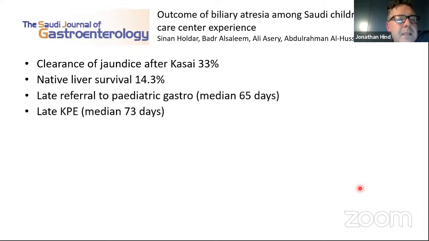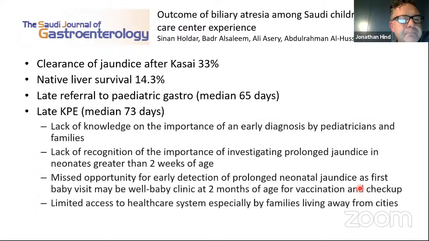Why? Well, in Saudi, there's a much later referral to pediatric gastroenterology with a median of 65 days. So you can see you're never going to get those babies like we have that would do the Kasai at 30 days and get 100% jaundice clearance. And of course, that led to a late portoenterostomy with a median of 73 days. If you remember our own series, we only follow that data to 70 days. They're almost all done by 70 days.